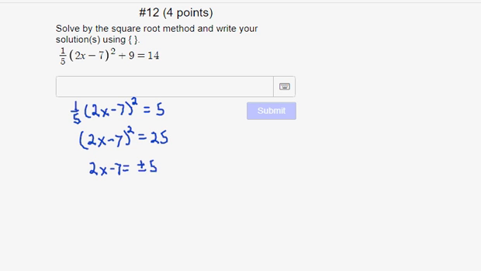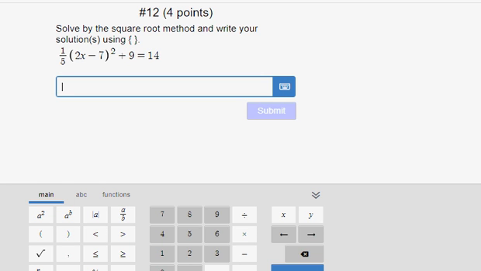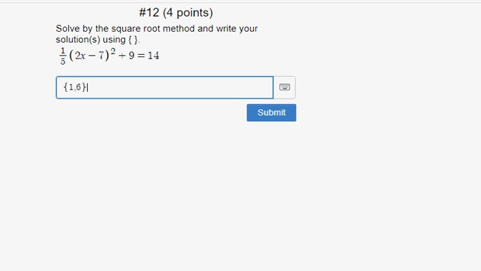So for our two solutions, we need to solve the equations 2x minus 7 equals negative 5 and 2x minus 7 equals 5. Adding 7 all the way across gives us 2x equals 2 and 2x equals 12. Dividing by 2 gives us x equals 1 and x equals 6. So our solutions, we are looking at 1, 6 in the curly brackets to get all 4 points.